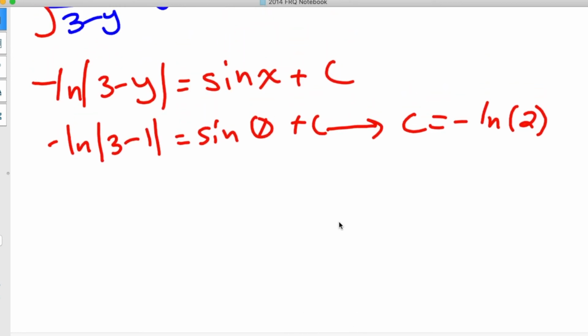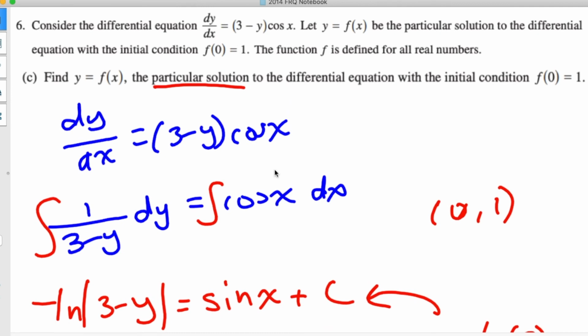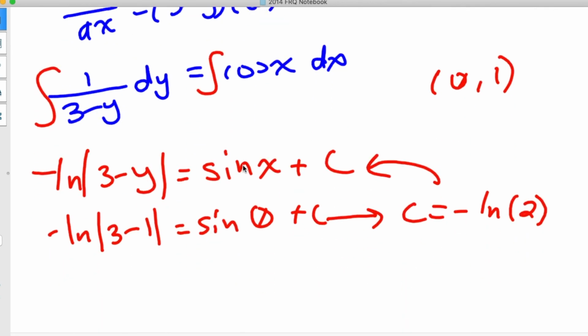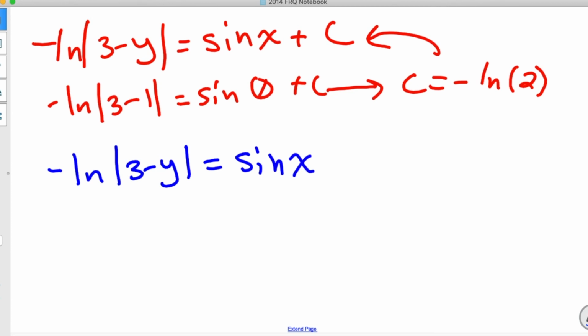All right, so now we're going to take that, plug it in right here, go through, and solve this for y, and that will be our final answer. We're not trying to get any number, we just want the particular solution, so basically we just need to solve this for y. So let's plug that in now. Negative ln absolute value 3 minus y equals sine x, and c is negative ln of 2.